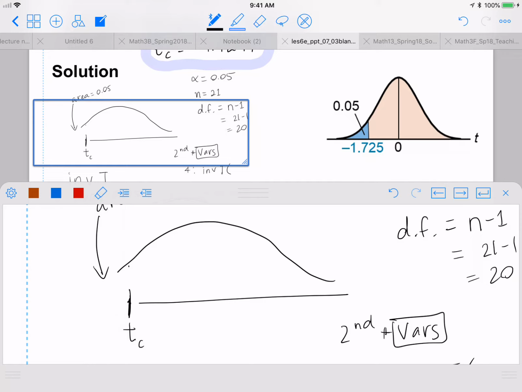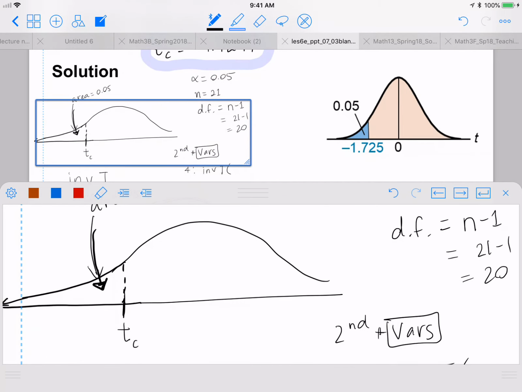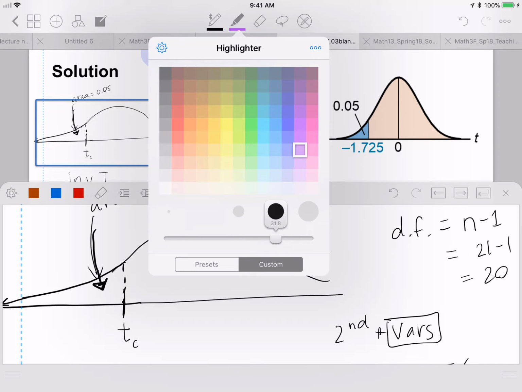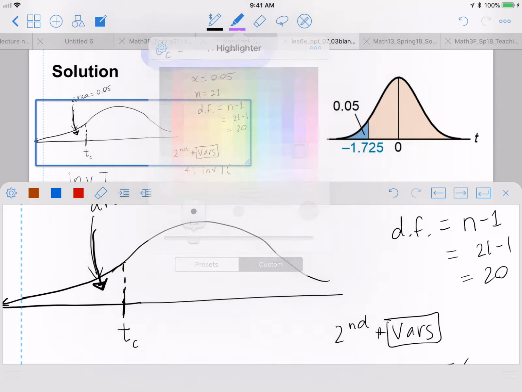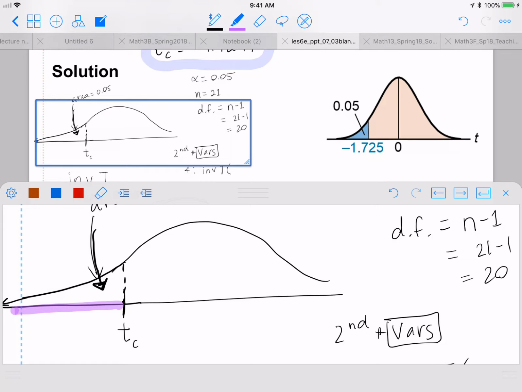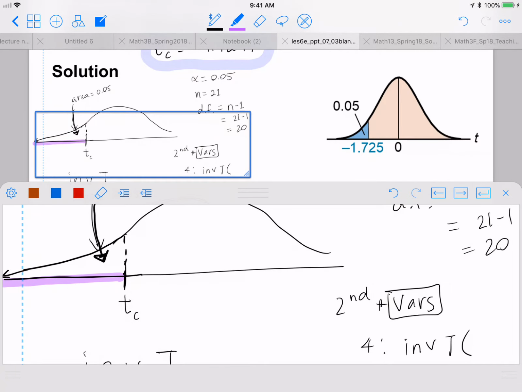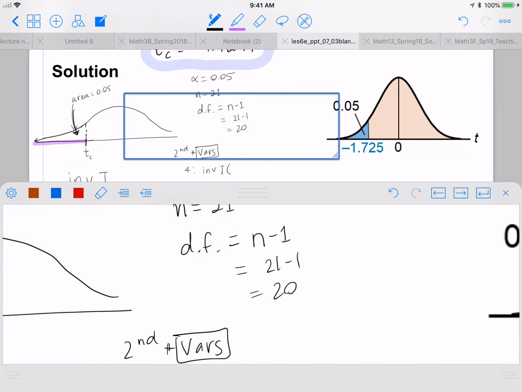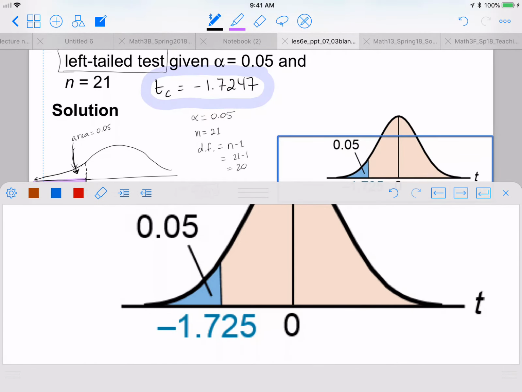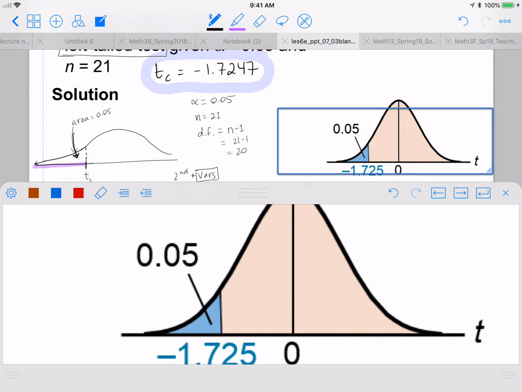anything, so I'm trying to make this a little clearer. Okay, so this area in here is 0.05, right? My rejection region is anything less than, any value that is less than my critical value, negative 1.7247. Okay, and we can look here and notice that here's a picture.